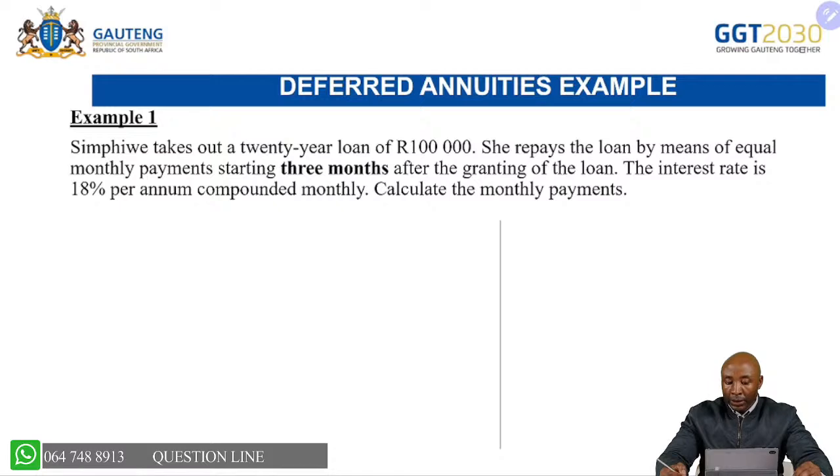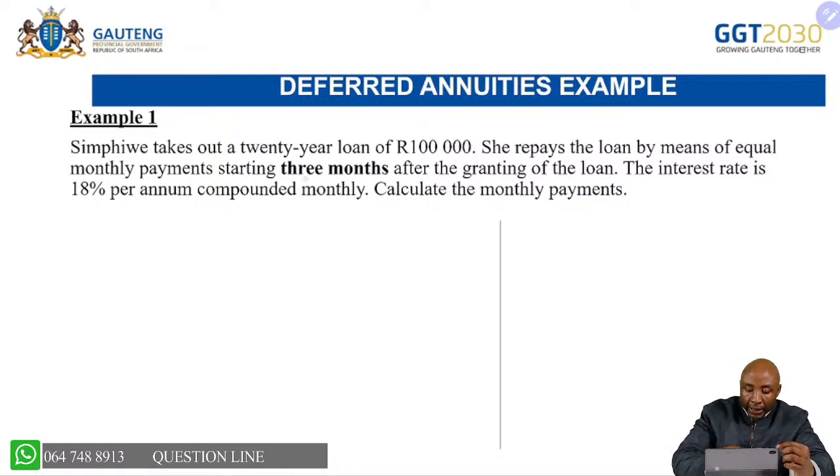Simpiwe takes out a loan, a 20-year loan. It means this loan has to be paid over a period of 20 years. She pays the loan by means of an equal monthly payment starting 3 months after granting of the loan. The interest rate is 18% per annum compounded monthly. Calculate the monthly payment. 3 months is bolded there.